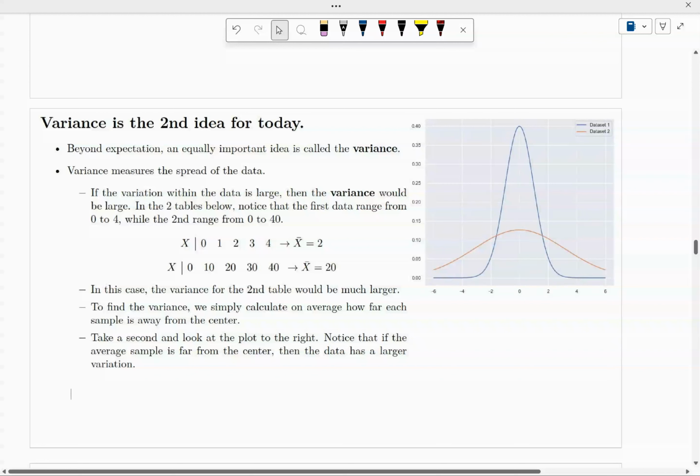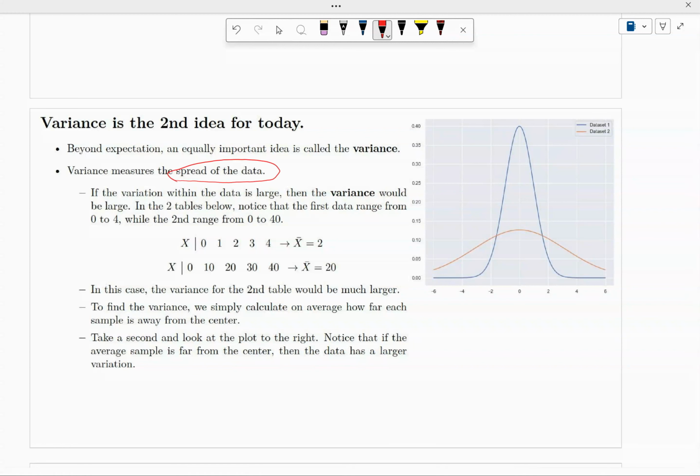All right, welcome back. Now we're going to talk about part two. The second concept we're going to talk about today is variance. Now, variance is an equally important concept as expectation. Variance measures the spread of the data. So, expectation tells you where the average point is. Variance tells you how spread out the data is.